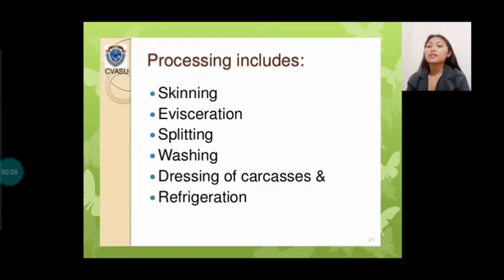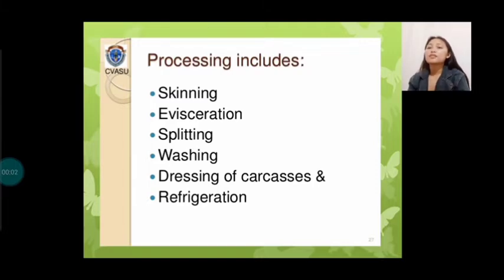When we say splitting, it is the arrangement of the carcass according to its class. Washing of carcasses with water after slaughter is a common practice in beef slaughter, with the intent of removing visible contamination from carcasses and improving the visual quality of the meat.